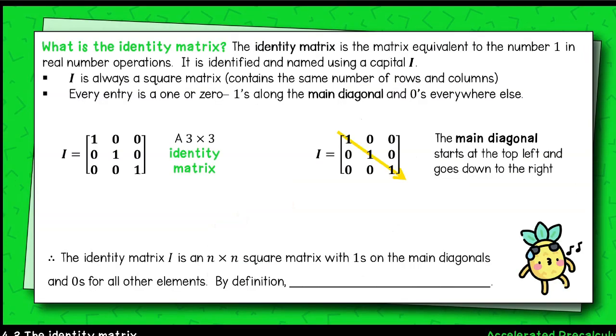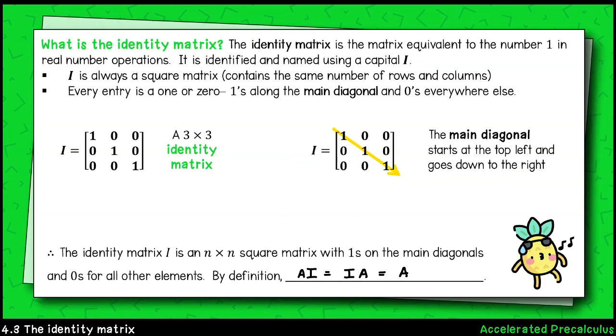So let's summarize what we've learned. The identity matrix I is a square matrix with ones on the main diagonal. Otherwise, all the entries are zeros. We've also shown that the product A times I equals the product I times A, which equals A itself.